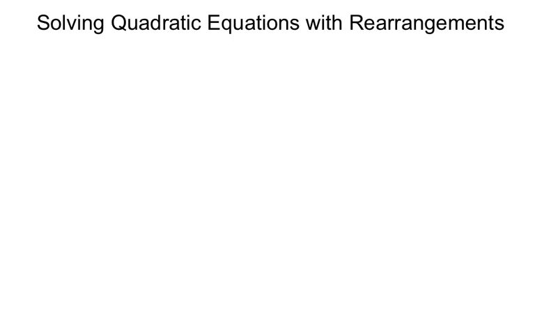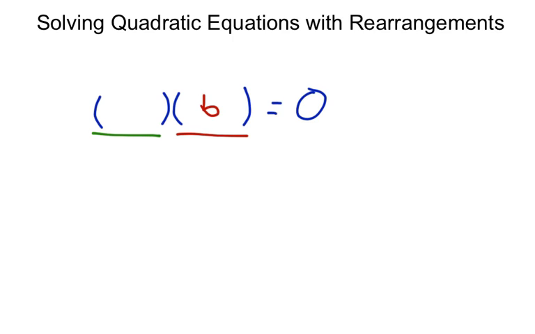In this video, we're going to look at how to solve quadratic equations when we need to first rearrange them to solve them. Now, the most important thing with quadratic equations is that they rely on the fact that if you have two brackets multiplied and they're equal to 0, then one of the brackets must be 0. So either bracket A equals 0 or bracket B equals 0, and that's what we have to solve.